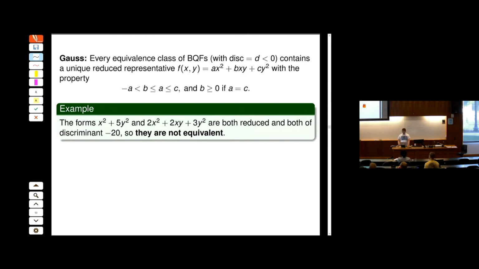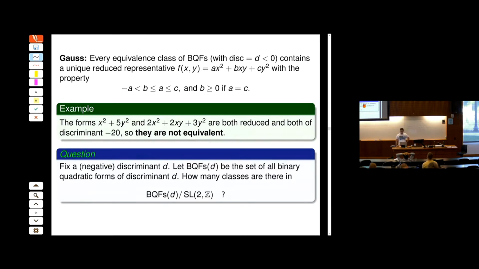All right, so the two forms, x squared plus 5y squared and 2x squared plus 2xy plus 3y squared, are both reduced, both of discriminant minus 20, but these ones are not equivalent. As before, we were comparing two and we found they were equivalent. These two forms of discriminant minus 20 are not equivalent. They're both reduced, and we know that there is a unique reduced form. So these are two different ones.